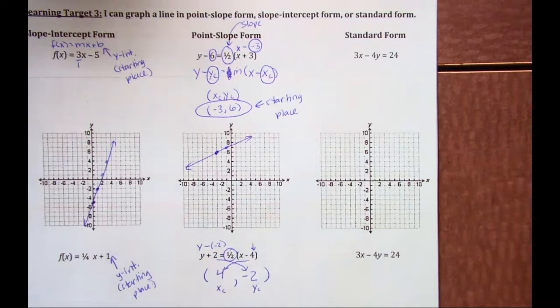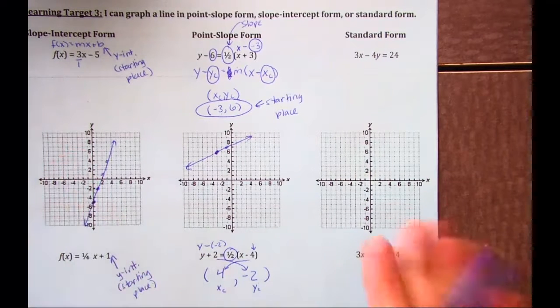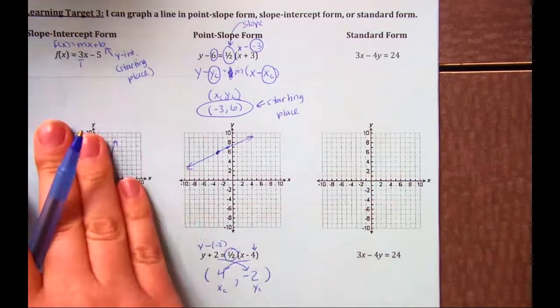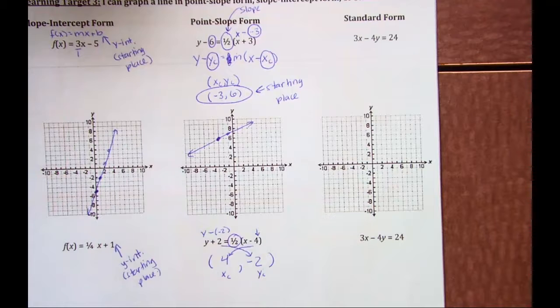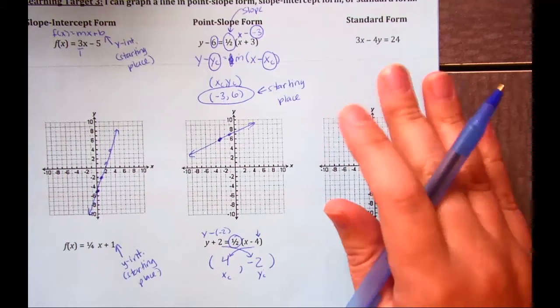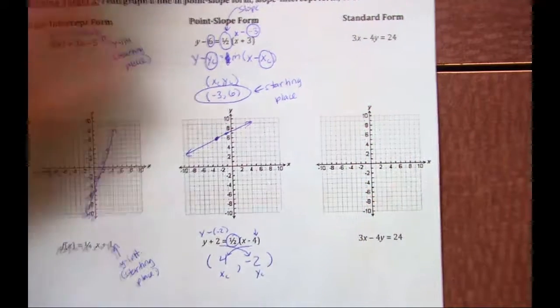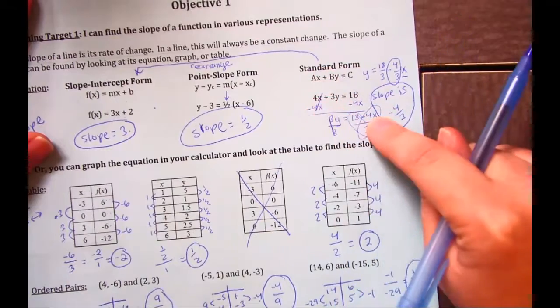So when we think about standard form, there's no slope there, so we don't know where to go unless we change it into slope-intercept form. So one way to graph a line in standard form is to change it into slope-intercept form and then graph it the way you've always done it. If you want help on how to change it into slope-intercept form, you can go to Learning Target 1 here in your notes, and we show you how to do that.